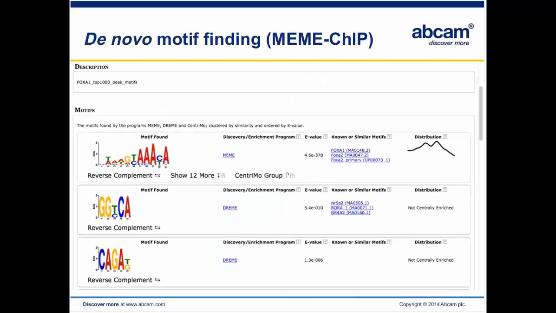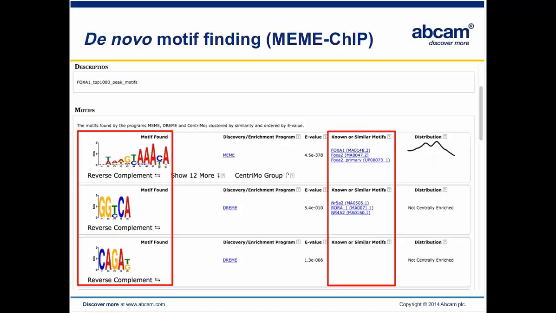The result page will look like this. The motif found at the left-hand side is the de novo motif that is enriched within your input region. And the known or similar motif on the right-hand side indicates the similarity between this motif and known TF motifs. Now shown on the screen is the FOXA1 MCF7 data. The top motif is a typical forkhead motif with a very small E value. This is pretty much what you expect from a successful experiment.